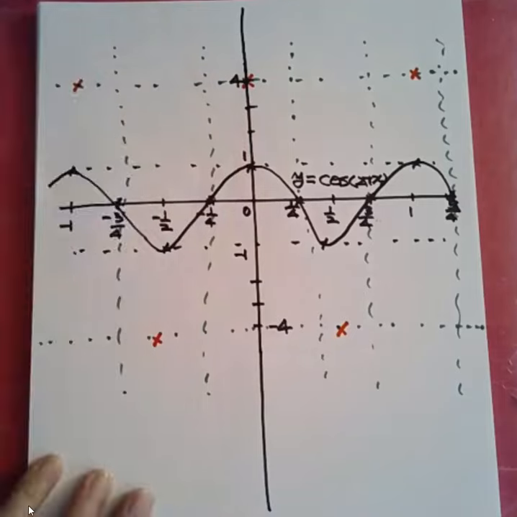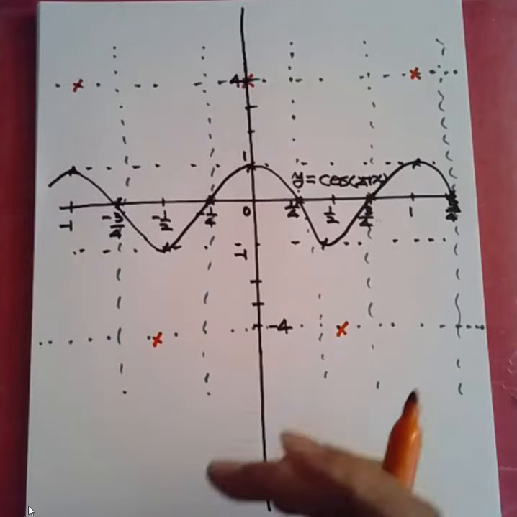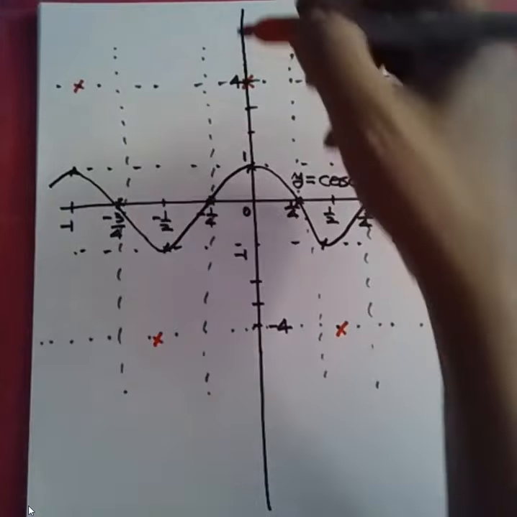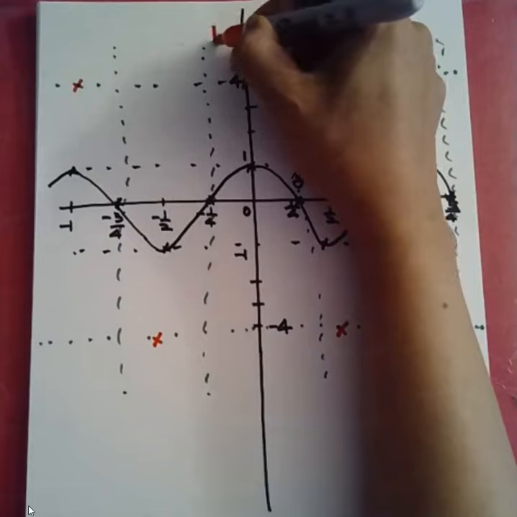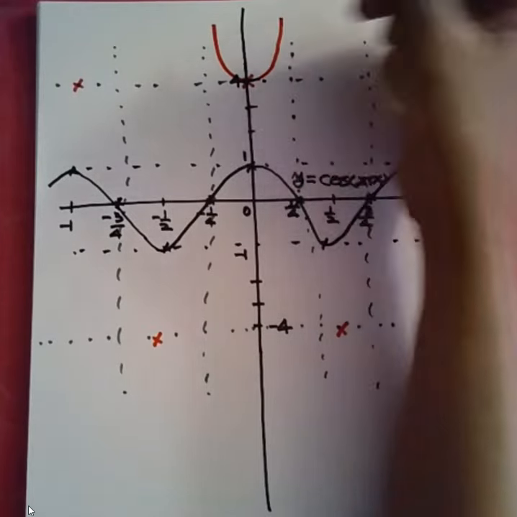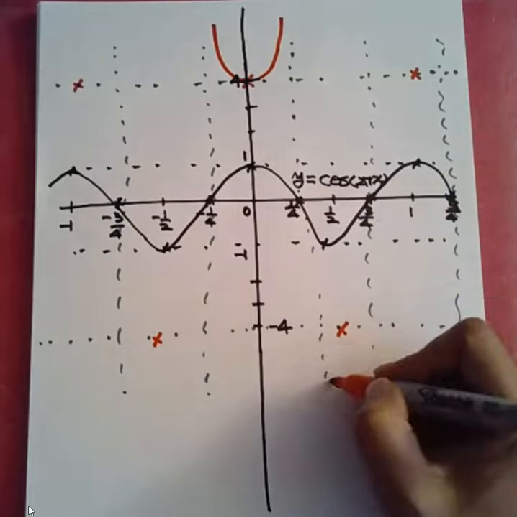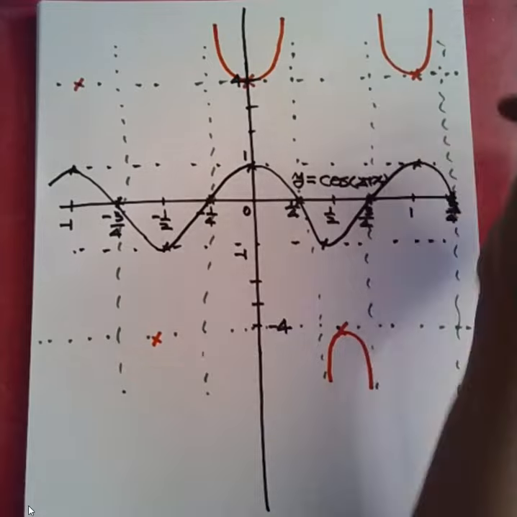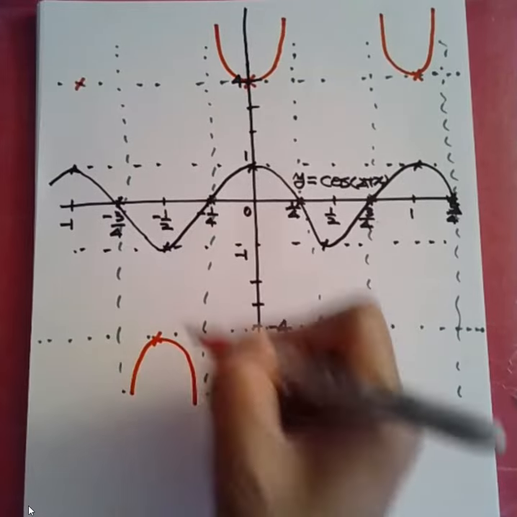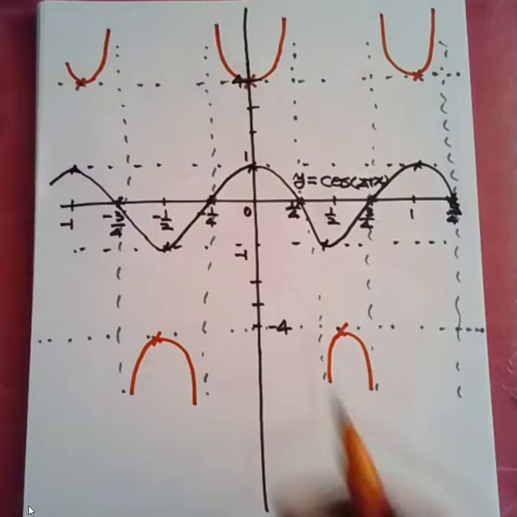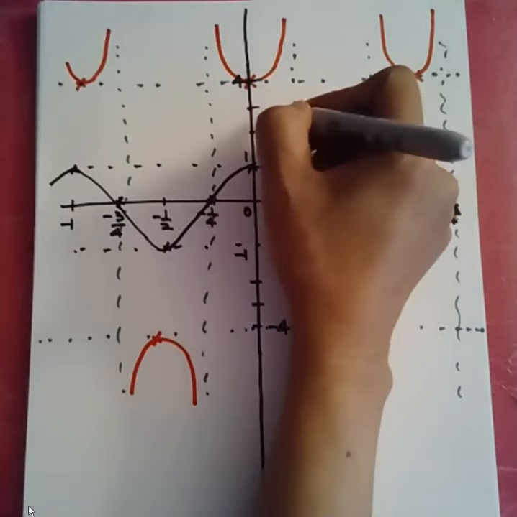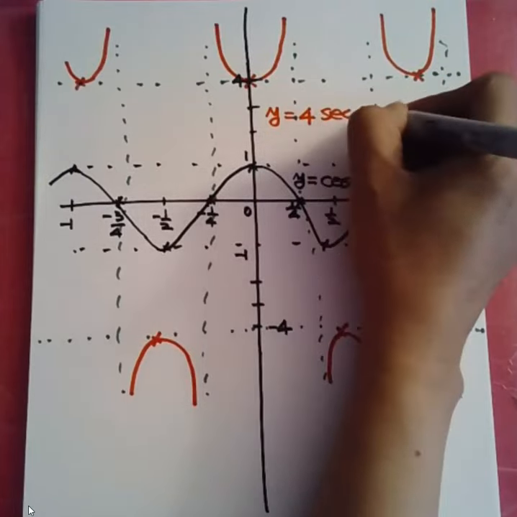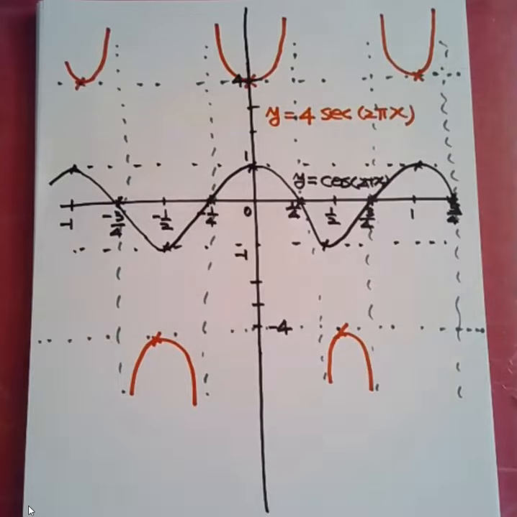What I said was it'll just flip the shape while it keeps the vertical asymptotes. So N shape becomes a U shape, and U shape will become an N shape, and it looks like this. So that is the final graph for y equals 4 times secant of 2 pi x.